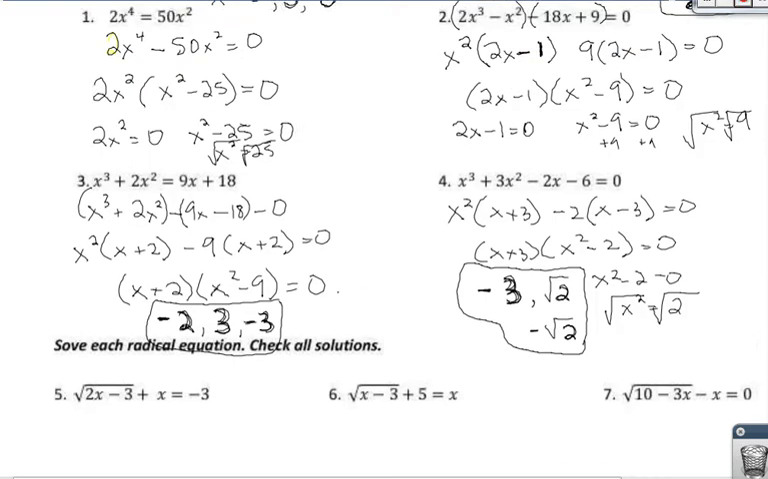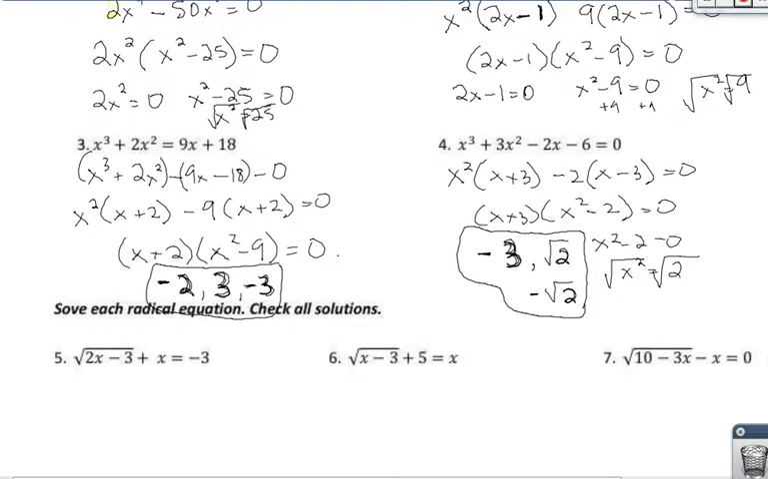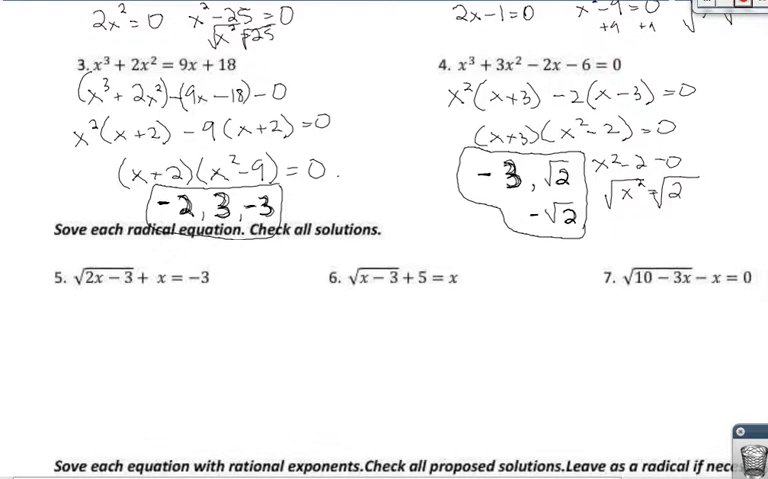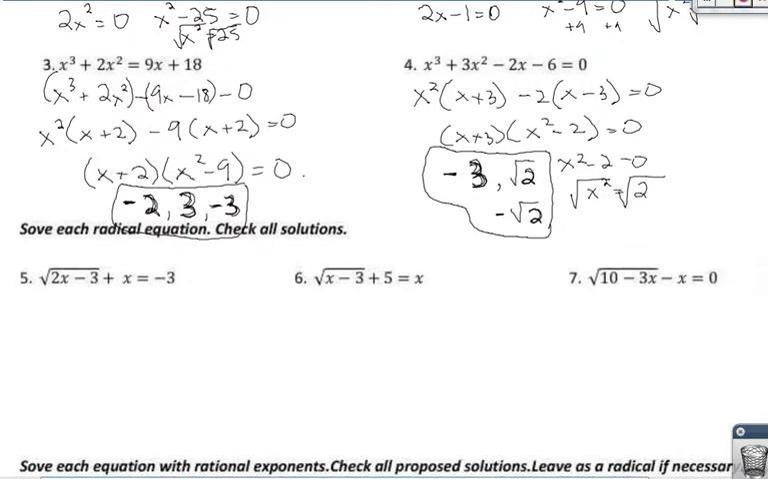Okay, so that's some solving polynomials, traditionally by grouping or by factoring. So let's move over and solve some radical equations. Now with the radical equations, you need to get the radical by itself. So let's subtract x from both sides. That gives me the square root of 2x minus 3 equals -3 minus x.